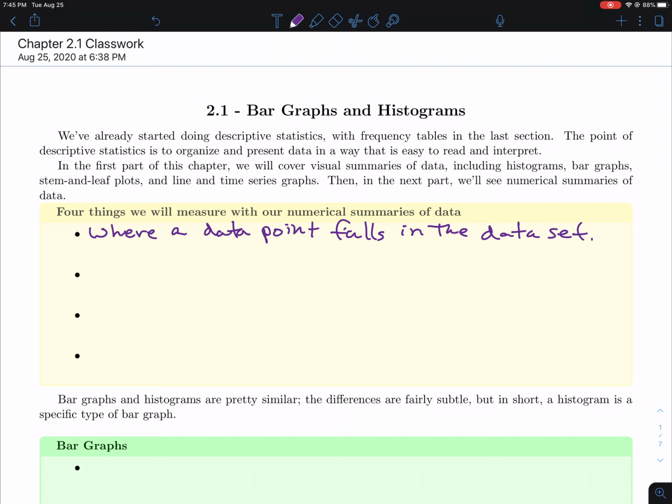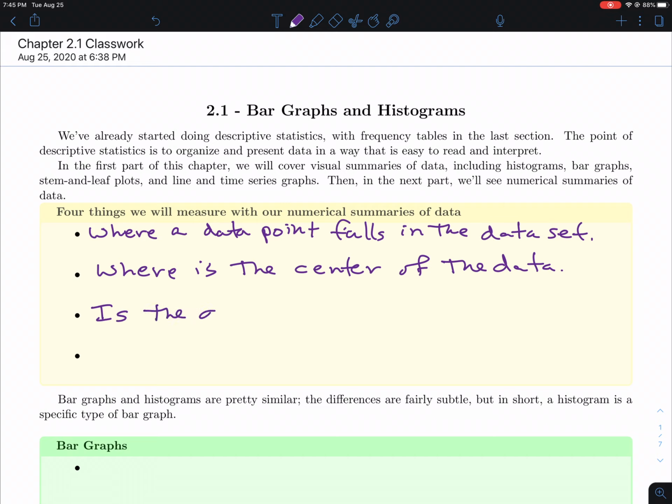With that in mind, another main thing that we want to know is where the data is centered, or where is the center of the data. We also want to know about the spread of the data. So is the data symmetric or is it skewed? And then finally, how spread out is the data or how clumped up is the data?